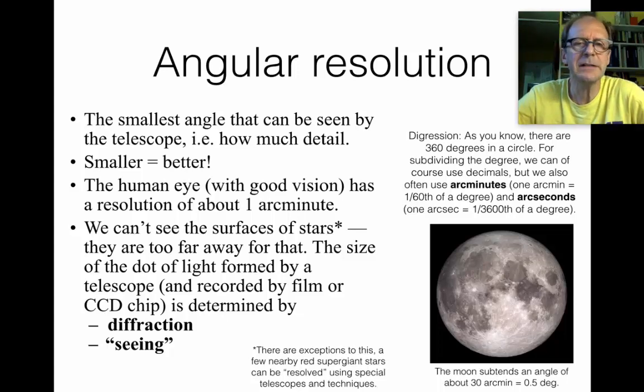We can't see the surfaces of the stars. They are too far away for that. For big telescopes, the size of the dot of light formed by a telescope is determined by 2 things: diffraction, which we've talked about a little bit, and seeing. But let's go into a little bit more detail.